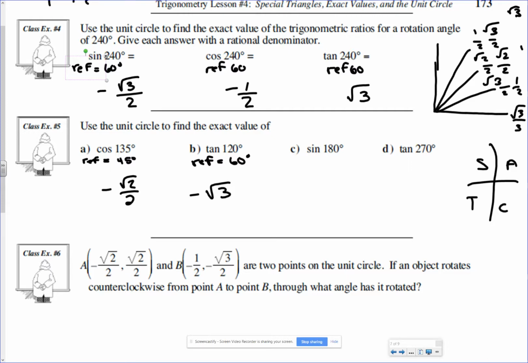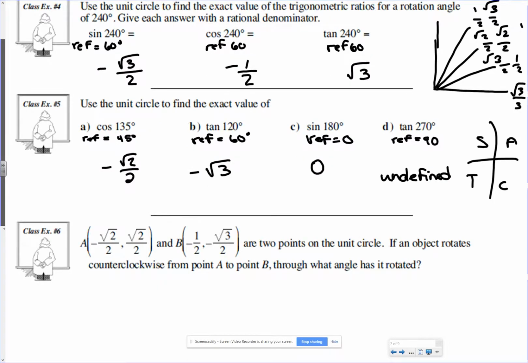Sine 180 falls on my grid itself. That gives you the point 1, 0. So my value here is just 0. And then 270 falls on my top quadrant, which are my 90s. This has my reference of 90, so this one is undefined. And this would have your reference of 0.